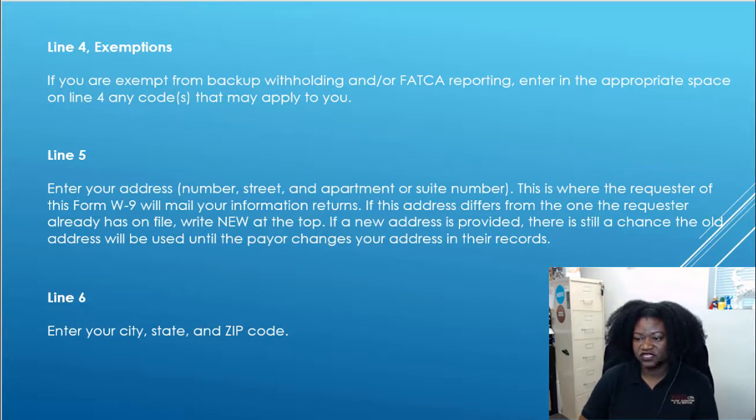On line 5, be sure to enter your address, which includes, of course, your number, your street, your apartment or suite number. This is the request where the person requesting your W-9 needs to have the accurate address on file for you in case they're going to send you any payments or whatever the case may be. If you were to move and your vendors have your old address, you would typically send them an updated Form W-9 so that they can update your address on file with them. Line 6, pretty simple, just enter your city, state, and zip code.